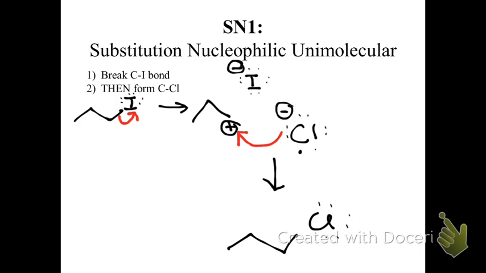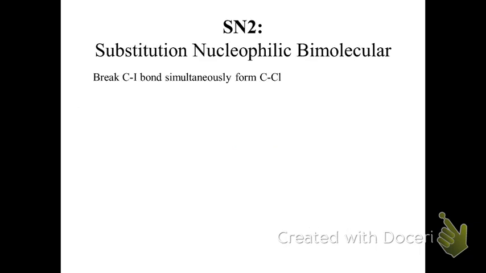Okay? Kind of makes sense? What happens if, say, we switched it up, and now we're going to break the carbon-iodine bond at the exact same instant that we form the carbon-chlorine bond. So how could we show that? Well, there's our carbon-iodine bond. I need to break that bond. How can I show that? Good, the exact same way that we did before. We'll take the electrons out of the bond and we'll give it to the iodine.